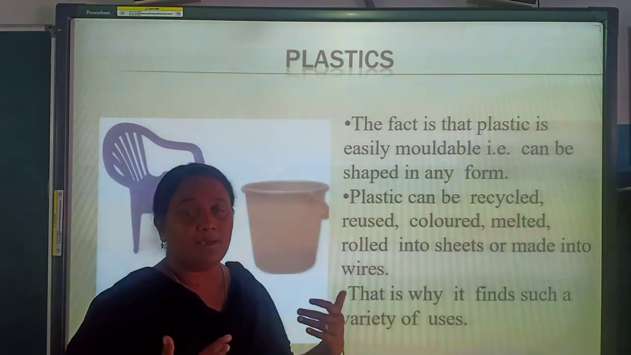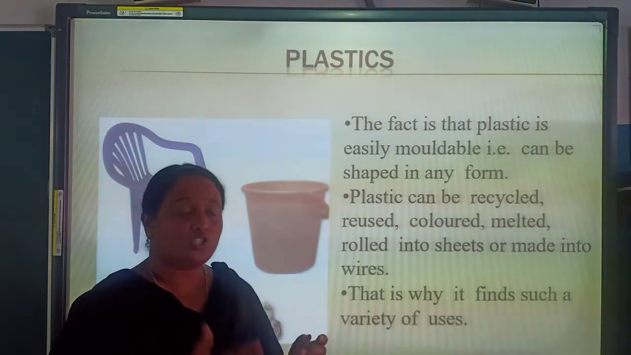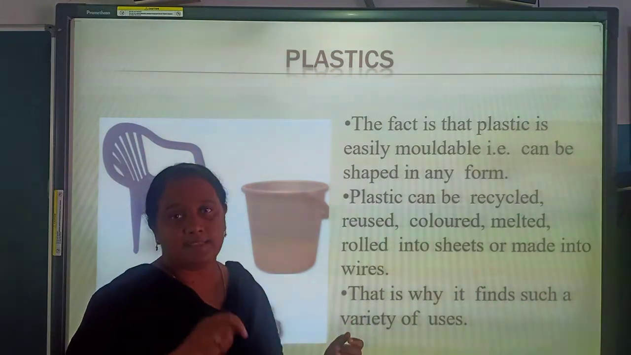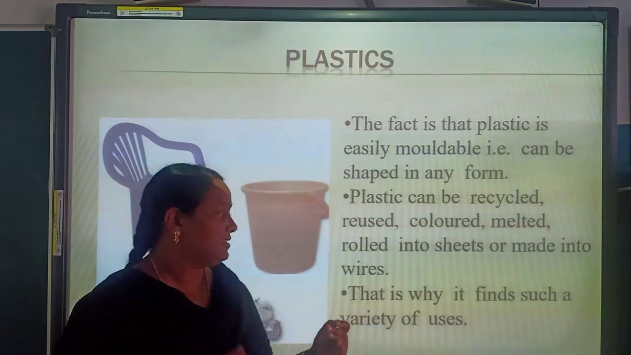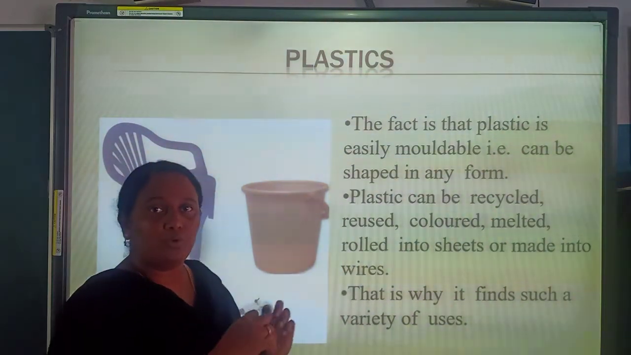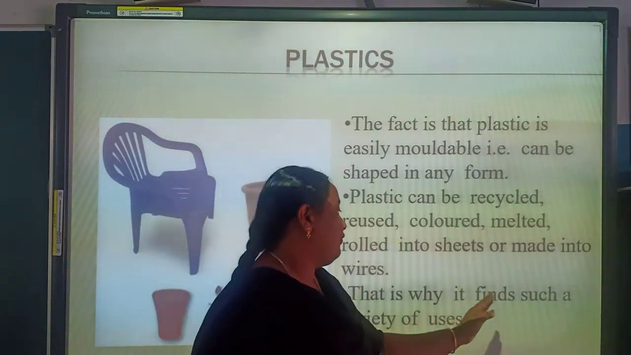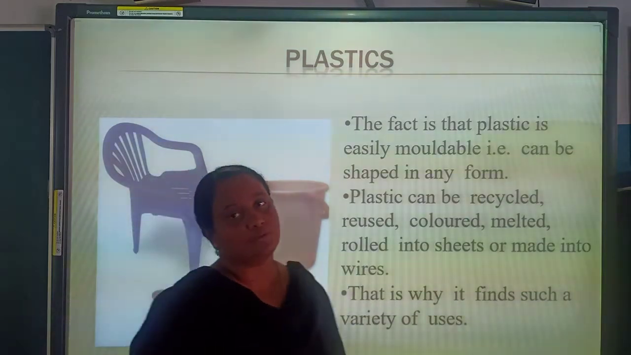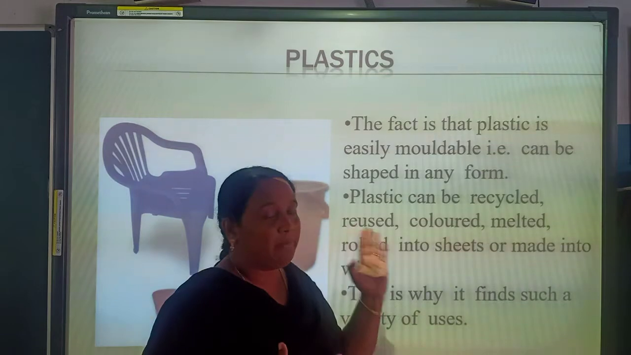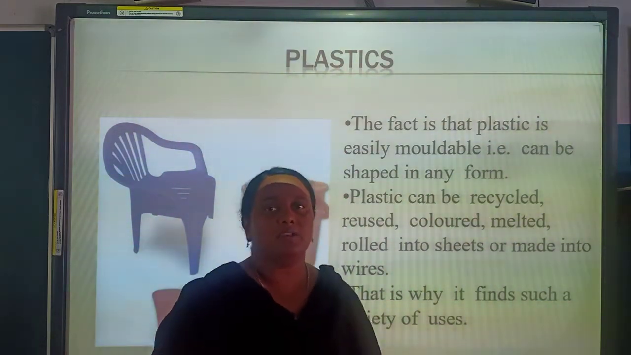For example, the plastic covers that are available are made into sheet-like structures. Then it can be made into wires. We know that the nets we make are due to the property that it can be made into wires. That is why it finds such a variety of uses. All these properties are with plastic, so it can be used for many varieties of uses.